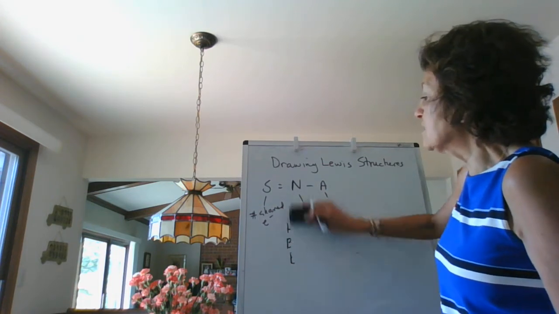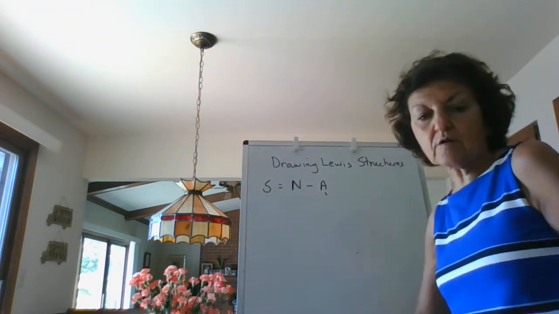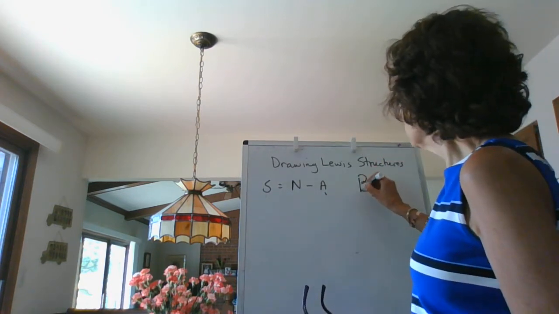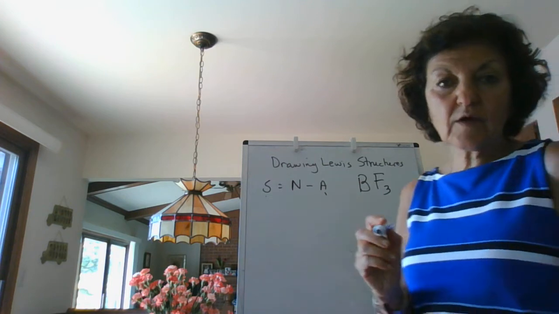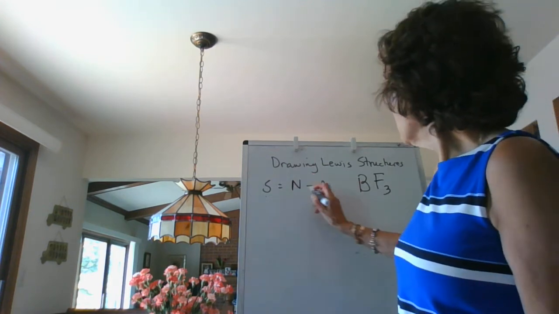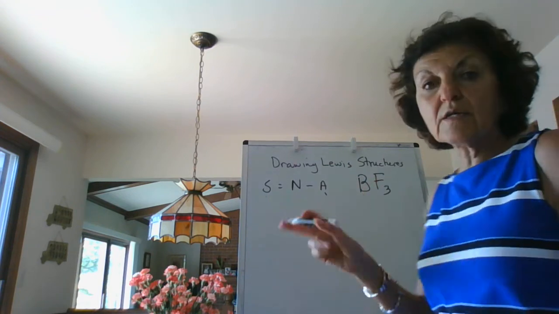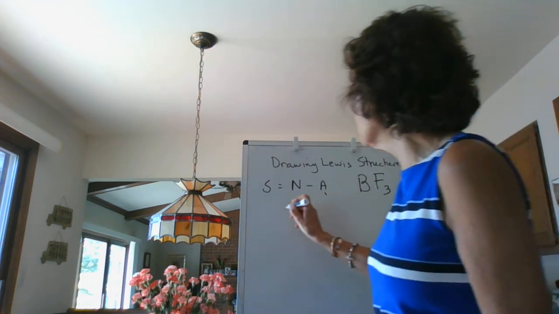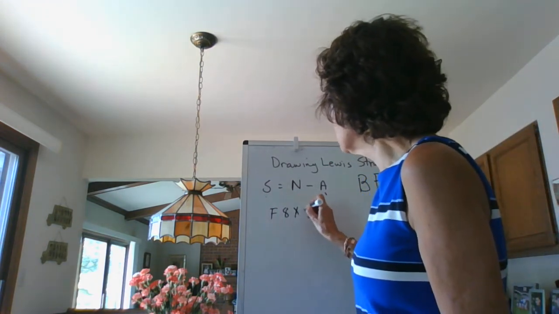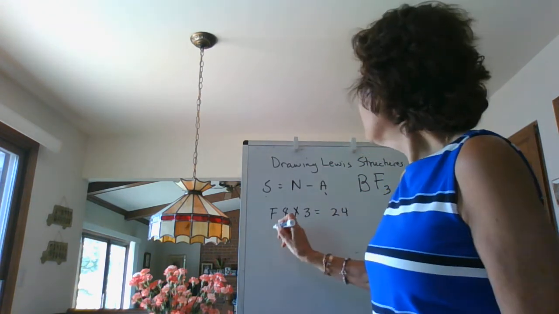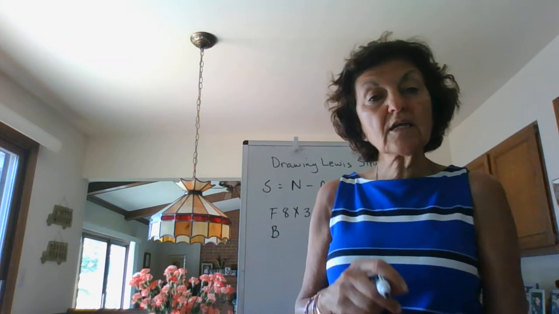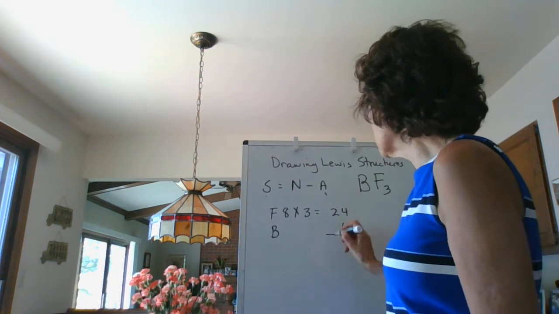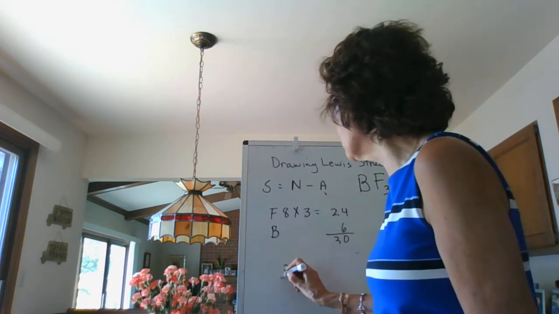Let's go ahead and get started with a couple of different molecules. All right, so let's first start off with BF3, boron trifluoride. Our N value is needed. For the fluorines, each one of them needs 8, so 8 times 3 is 24. For boron, we said boron doesn't need 8, boron needs 6. So we'll just put 6. Add these up, that's 30. So our N value is 30.